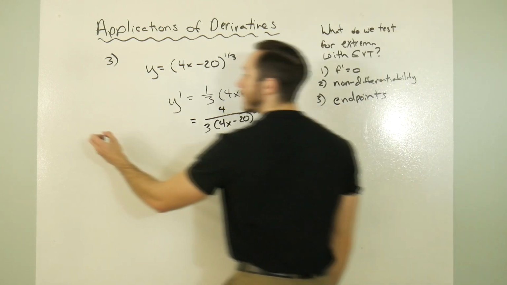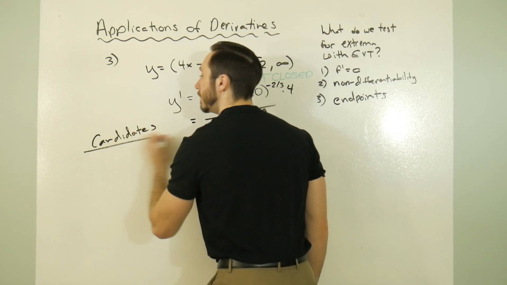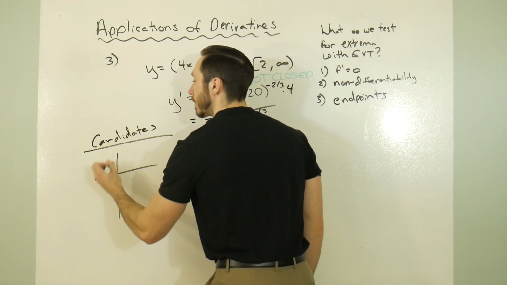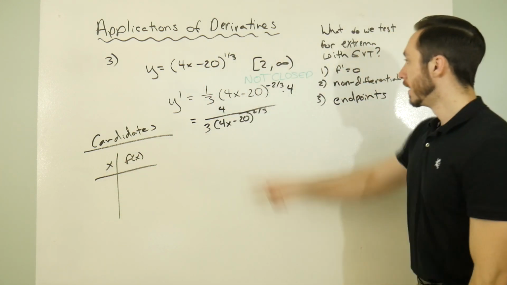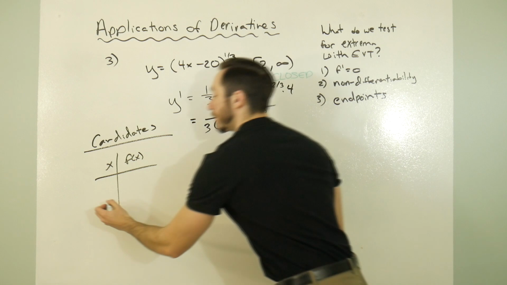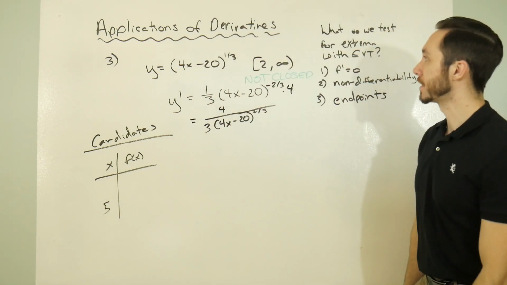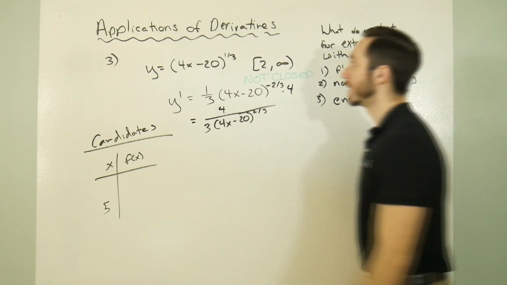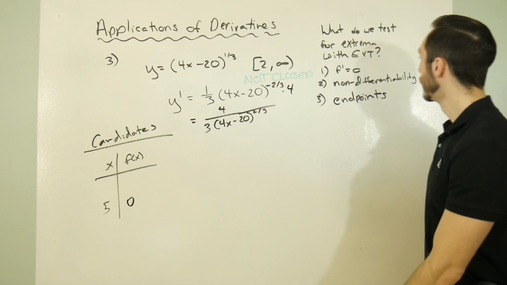So if I draw my candidate table, candidates, just bear in mind that EVT is not applicable here. 5 would be the issue. That would be one number I'd consider testing. And if you plug 5 back into the original expression, you end up getting 0 from that anyway, right? This whole thing goes to 0. So that was an easy plug-in at least.